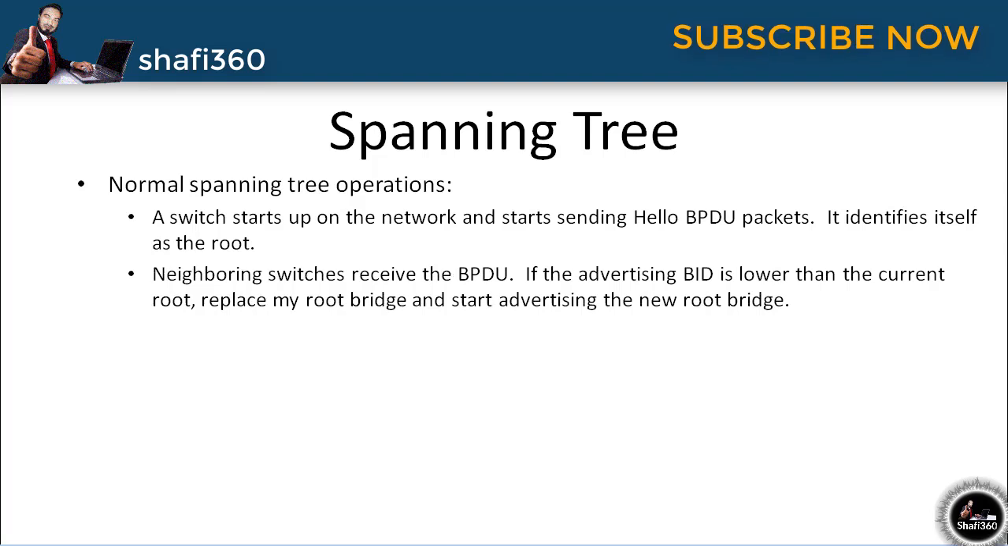If the advertising bridge ID is lower than the current root, replace my root bridge ID and start advertising the new root bridge. So if this switch comes on the network, and it is actually indeed an older switch, or it's got a lower priority, or it wins the election to be a root bridge, then the neighboring switches will send that new root bridge information out to the rest of the network. So you can see that pretty quickly, if a new root bridge comes on the network, within just a few seconds, all of the switches on the network know about it.